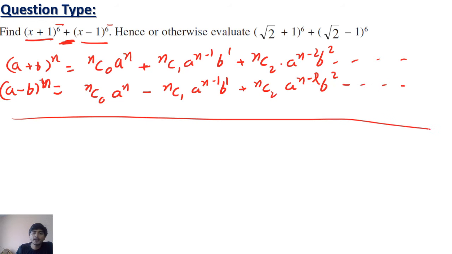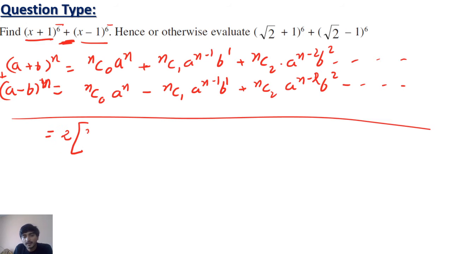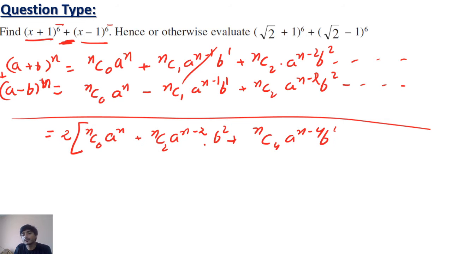Now if you add both these terms, what you will get? See, this becomes equal to 2 into nC0 a^n. This term will anyway cancel out, plus nC2 a^(n-2) into b^2, plus the next term will be nC4 a^(n-4) b^4, and then nC6 a^(n-6) b^6, right? This is the formula when it is n.